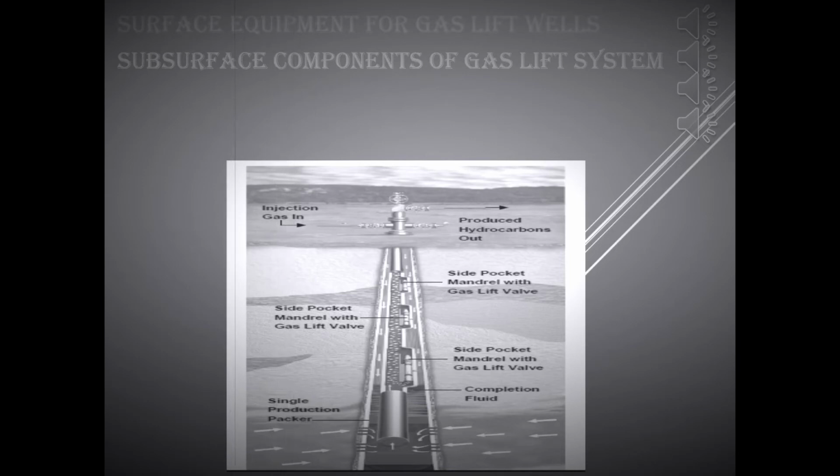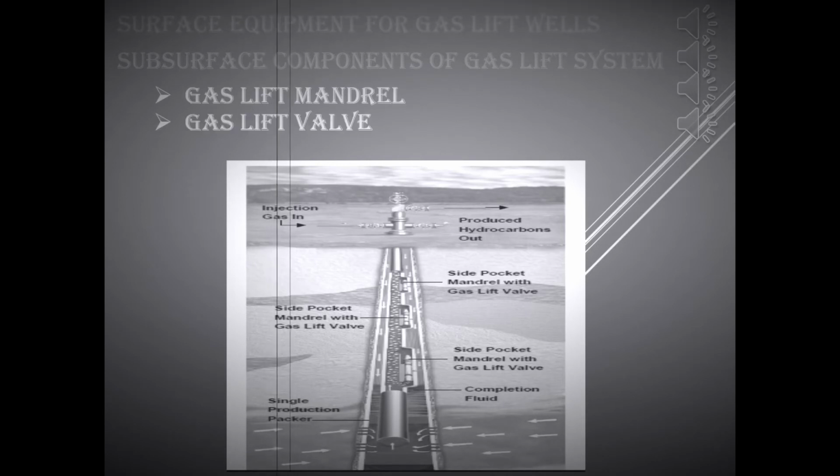These are gas lift mandrel and gas lift valve. Gas lift mandrel. Gas lift mandrel is a part of the tubing string. It houses the gas lift valve and check valve. The mandrel's length ranges from 4 to 8 feet depending upon the length of the gas lift valve and check valve.